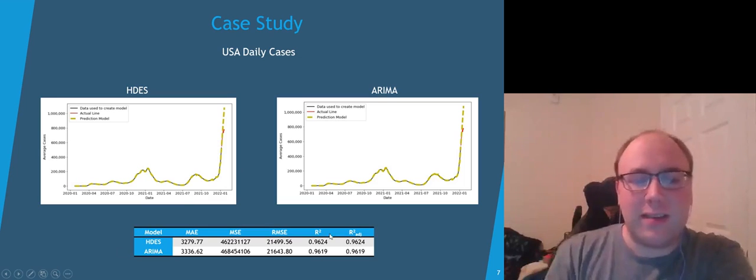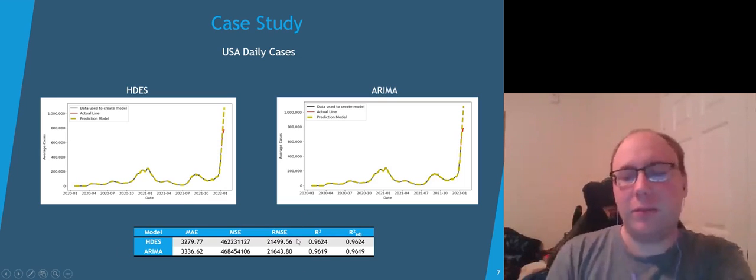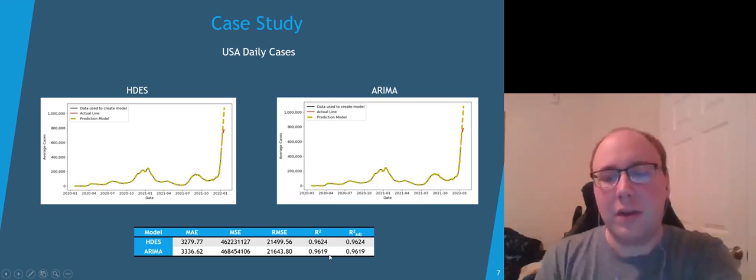We use these test statistics down here. The main one I'll be focusing on right now is R squared, just because that's a nice, easy number to focus on. We want an R squared value close to 1. That represents a good fit for our model. So right here I have the US daily cases for Holt's double exponential smoothing and ARIMA, and they both have really high R squared values, so those are really good. And we can even see from the graphs, they predicted the 14 days in the same direction.